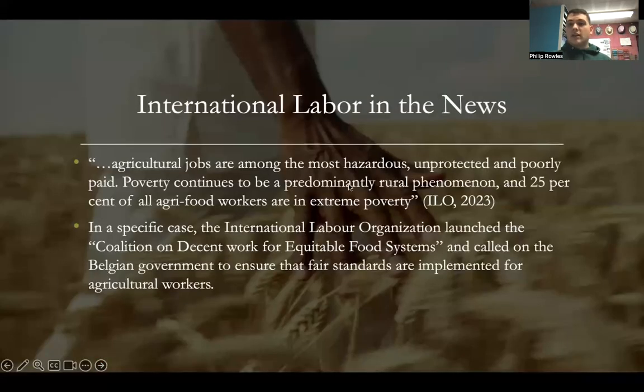So some of the major international labor that's been in the news, agricultural jobs are among the most hazardous, unprotected, and poorly paid. Even though the US has a big agriculture industry, we have revolutionized it, whereas there are still many places where agriculture is very hard work, it's very labor intensive, and it is very risky work because they are underdeveloped and they do not have these skill sets or tools to help properly ensure safety in those working areas. One of the things I found here, the ILO outlined a specific case in Belgium. They launched the Coalition on Decent Work for Equitable Food Systems. And that was to ensure that fair standards are implemented for agricultural workers.